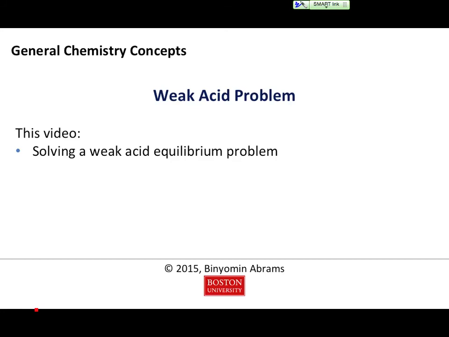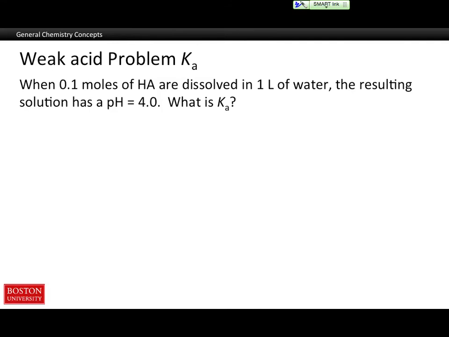In this video, we're going to go through solving a weak acid equilibrium problem. The first step towards solving one of these problems is to draw a sketch of what we expect to see in the beaker.